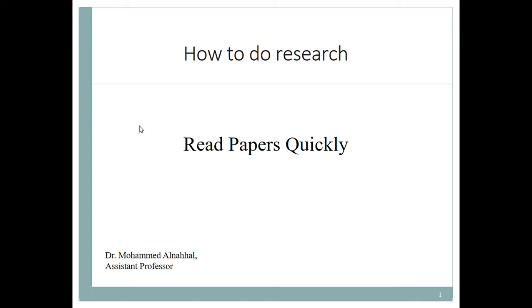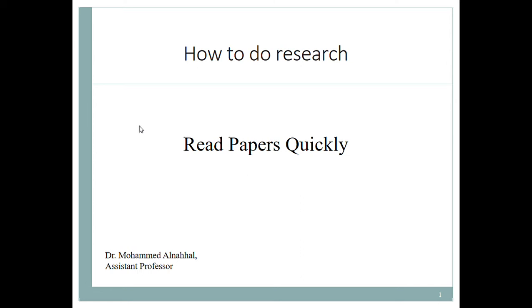Sometimes you need to read a lot of papers to do your research, but the problem is that every paper sometimes needs a lot of time, and suddenly after a certain point you realize that this paper is not useful for you. So it is better, of course, to know at the beginning if that paper is useful for you or not. And of course, it is better to read the paper very quickly so that you can read a lot of papers and take whatever you need from them.